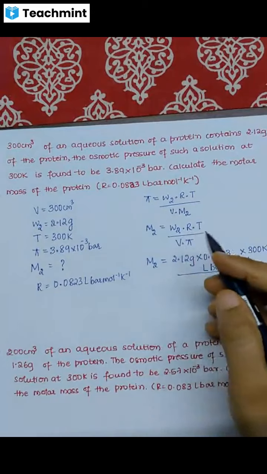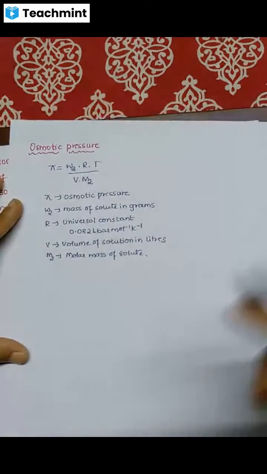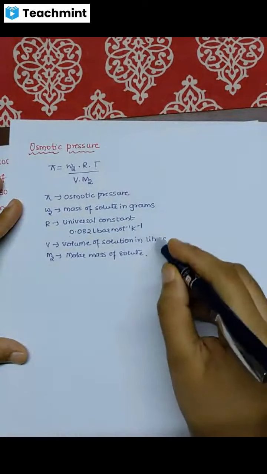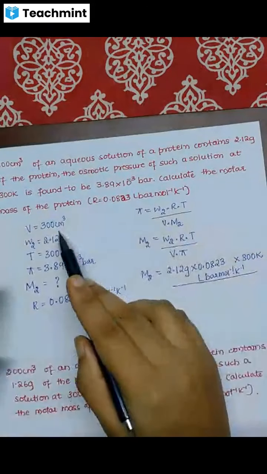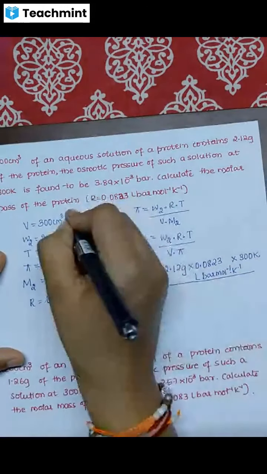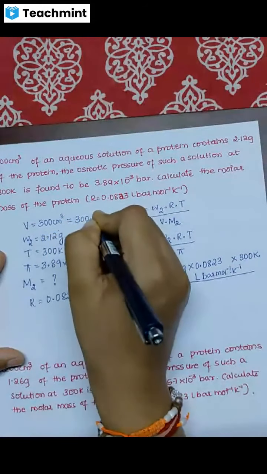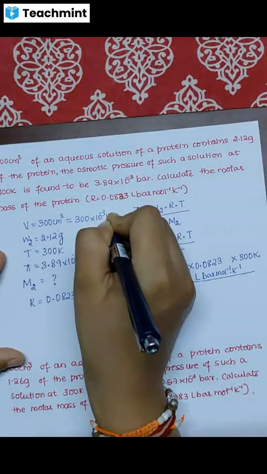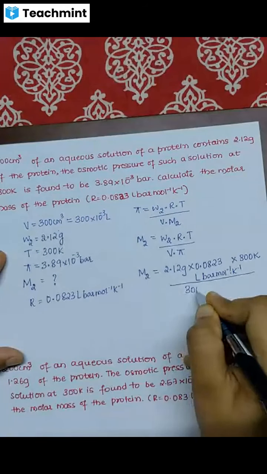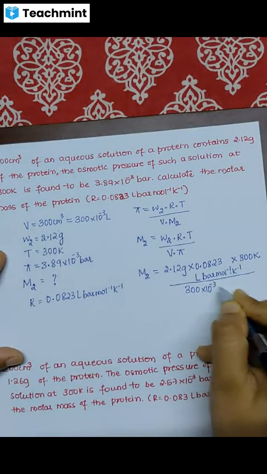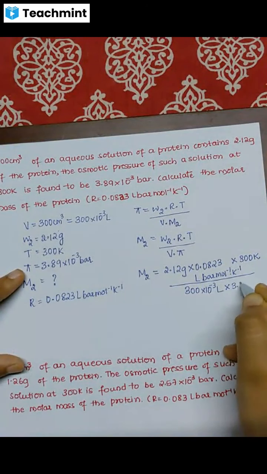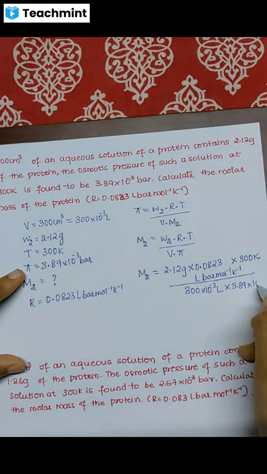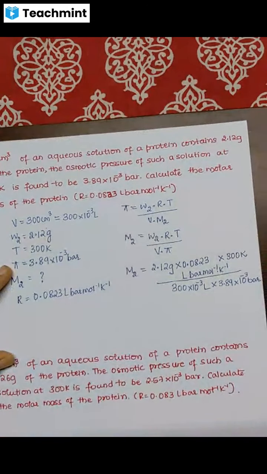the solution. In the formula what we had written here, volume of the solution is required, but volume of the solution should be in terms of what? Liters. But in the question it is given in terms of what? Centimeter cube. So we'll convert it into liters. It becomes 300 into 10 to the power minus 3 liter. So volume of the solution is 300 into 10 to the power minus 3 liter into pi value is 3.89 into 10 to the power minus 3, unit given is bar. So this is the substitution we have done.